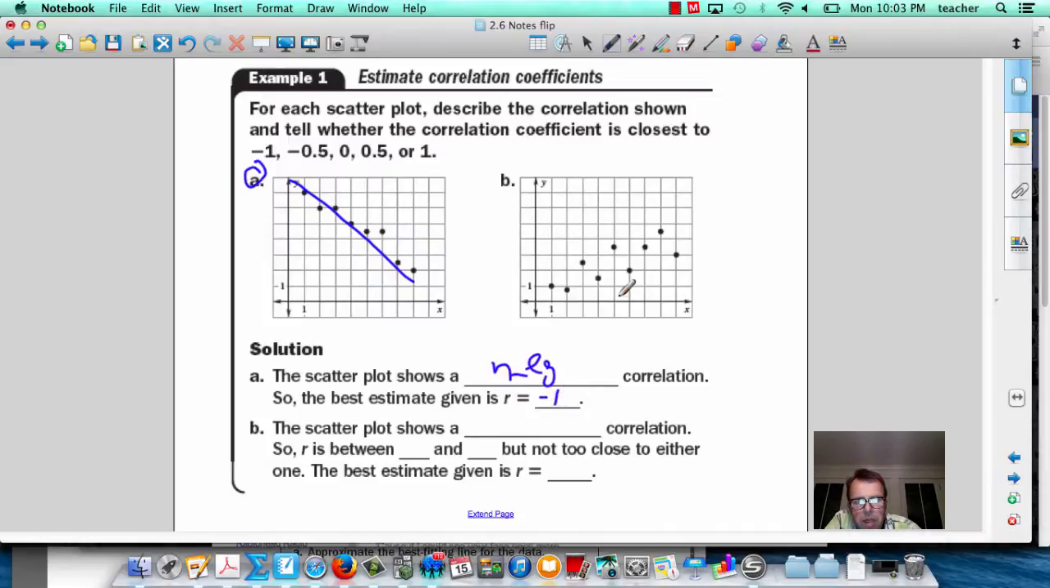And then scatter plot B here, if I were to draw a line through, would have a positive slope line, so we say that it has a positive correlation. I apologize, I'm getting used to writing with this pen, and my handwriting is terrible. And here R is between 0 and 1, but not too close to either one. So the best estimate we're going to say here is 0.5. Again, somewhere between 0 and 1. That's our only choices.